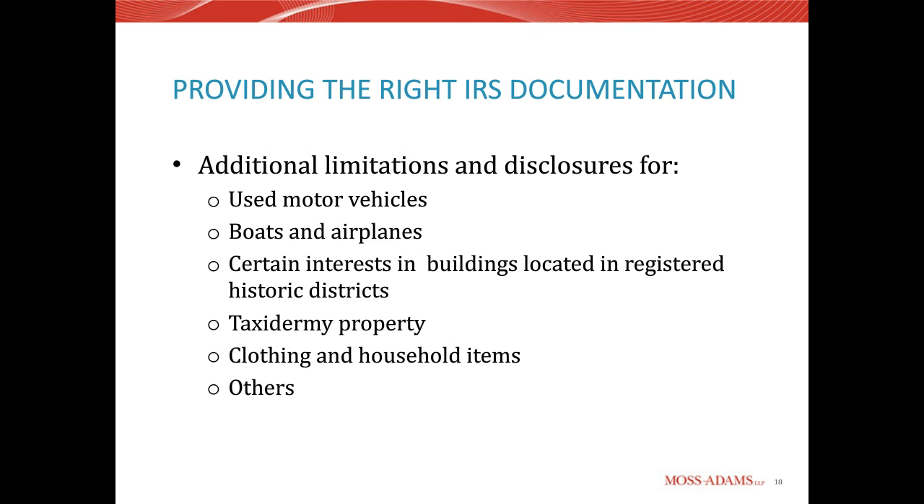But for some of these hard-to-value or kind of unusual gifts, there are additional limitations and disclosures. So used motor vehicles and boats and airplanes, if you are provided a gift of these types of items, a Form 1098-C should be filed with the IRS. The copy B of that 1098-C may serve as written acknowledgement if furnished within 30 days after date of sale. So keep that in mind, especially in your development departments, too, as a good donor relationship item, that copy B may serve as written acknowledgement, although you'll likely want to provide one in addition to that.